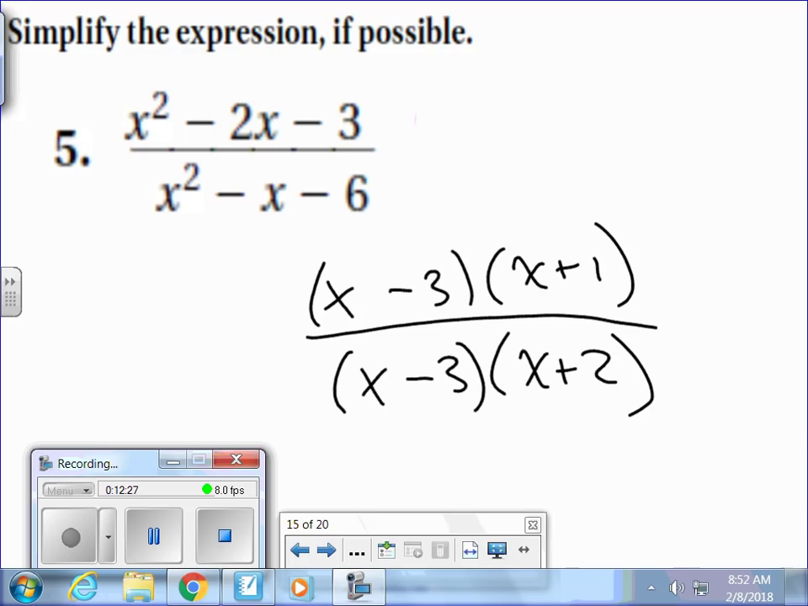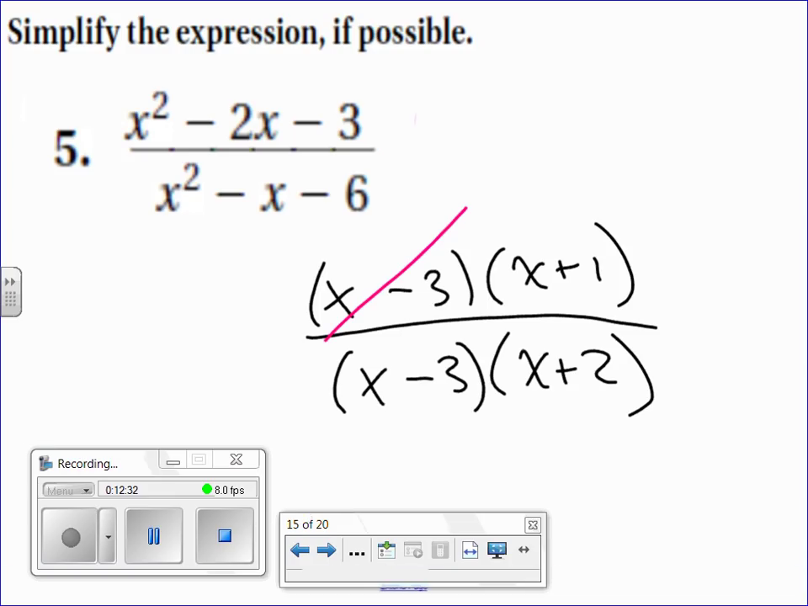All right, you're back. Here's how I factored it. Now we're going to think about who we can slash out. It'd be the x minus 3s. So our final answer is x plus 1 on top, x plus 2 on bottom.